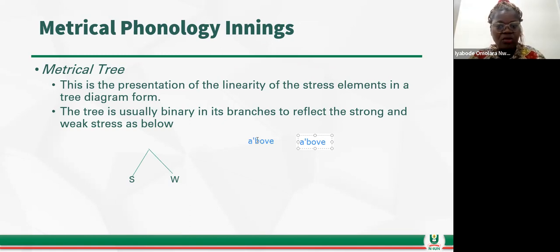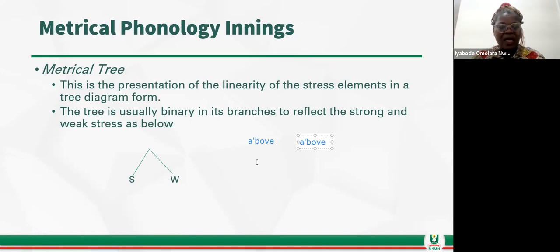If you have above now, above is a weak stress. You see the stress is on this. So you have two syllables there. And the first one there is a schwa, so it cannot bear stress, it cannot bear the primary stress. So the stress is on the second syllable. So you are having what here? Weak and strong. Is that not so? So that is what you just said.